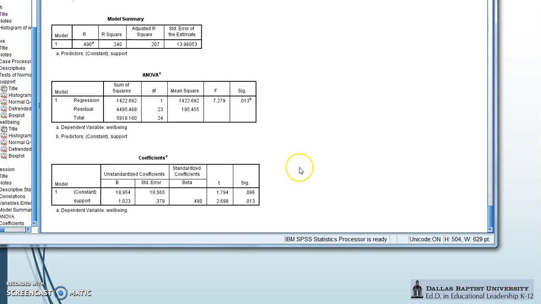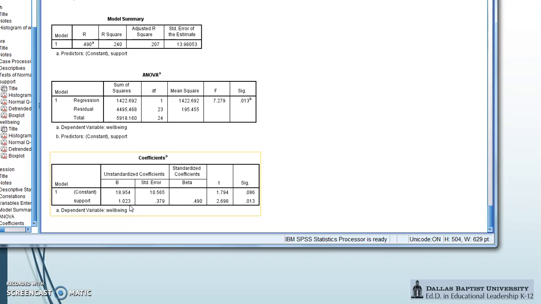So now let's look at the coefficients table. We have on the left here two parts to the model. We have the constant, which recall is the y-intercept, and we have support, which is our predictor variable. Then under this column where we have unstandardized coefficients, this number here, 18.954, would be our y-intercept, and then this number, 1.023, represents our unstandardized regression coefficient.